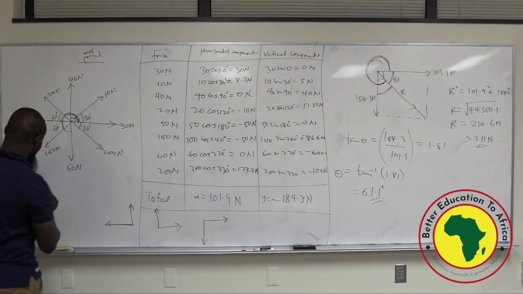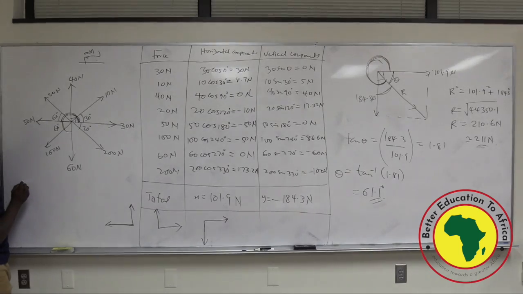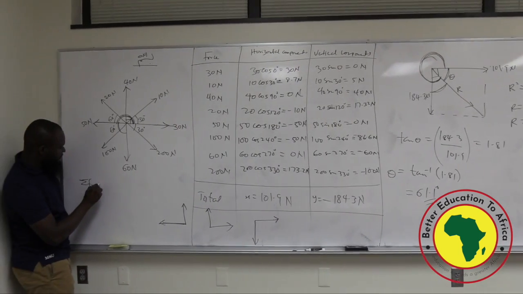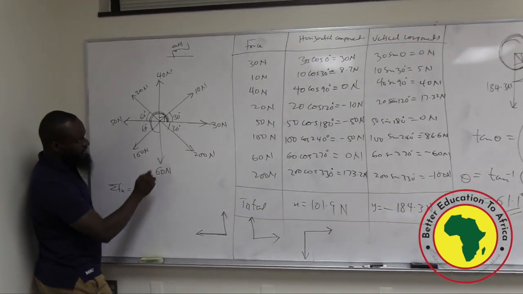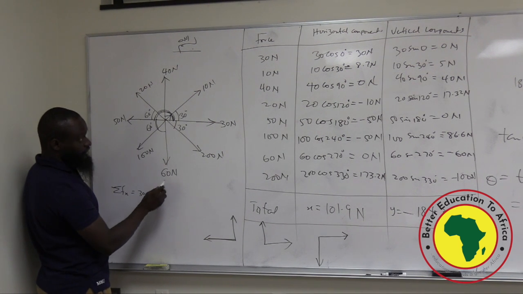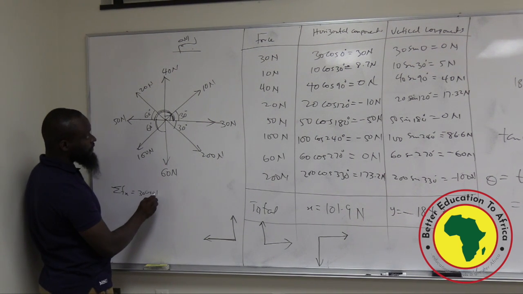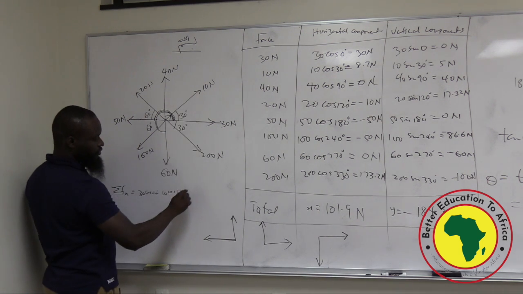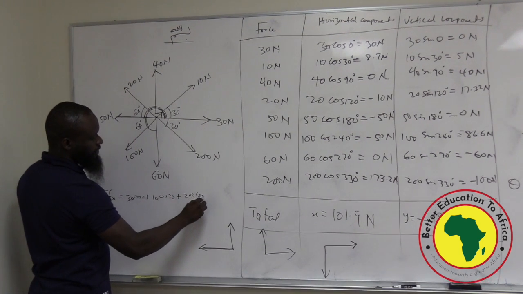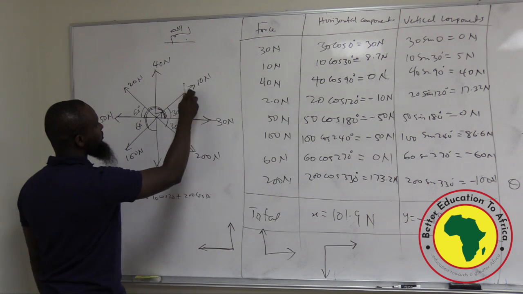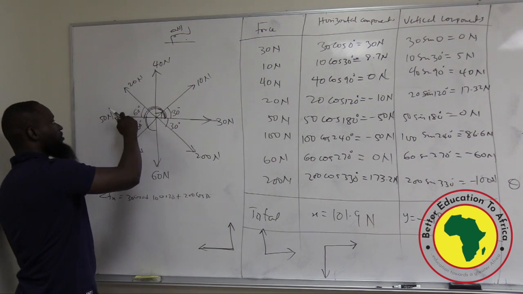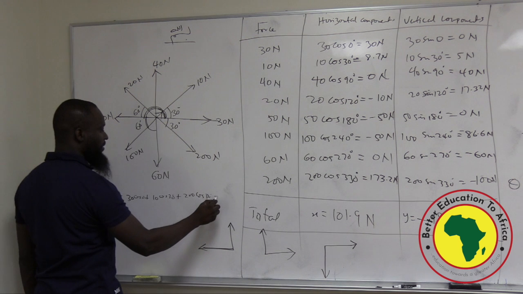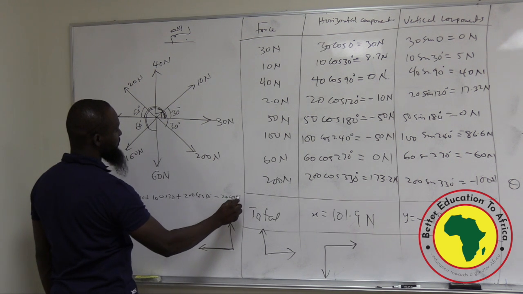It's very easy. The third method you can use is just a sum of the x forces. You know this is 30. So you just sum and say 30 cos 0 plus 10 cos 30 plus 200 cos 30. So I'm getting all the x components. 20 cos 60 is in the negative direction, so I'll say minus 20 cos 60.